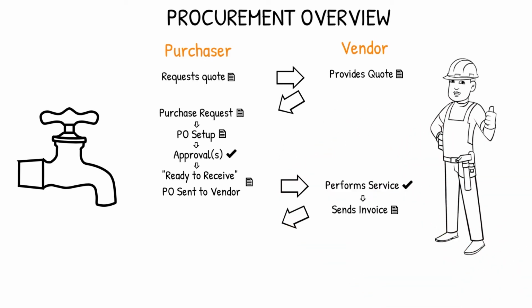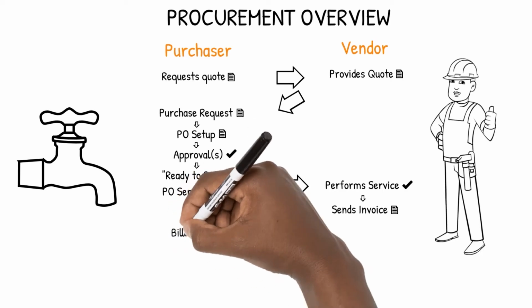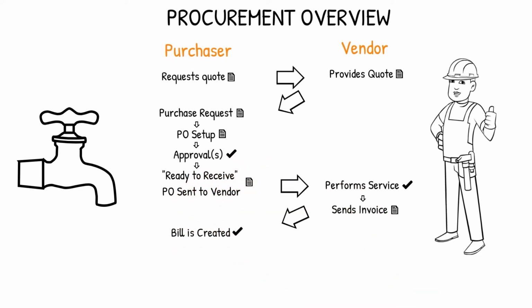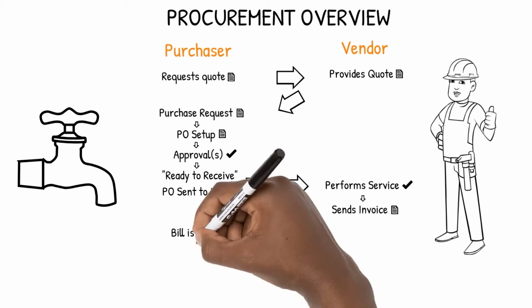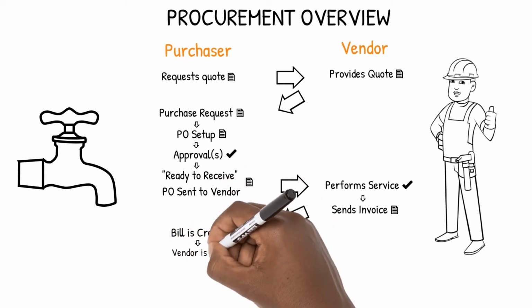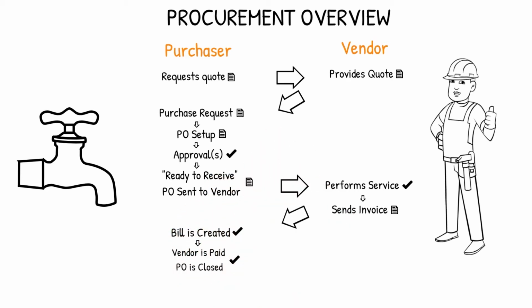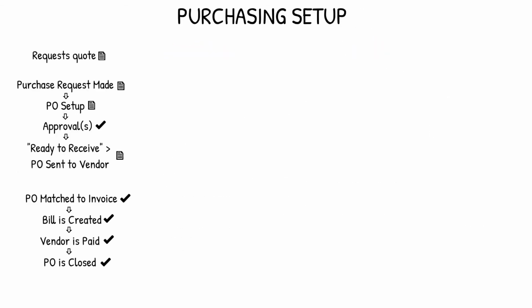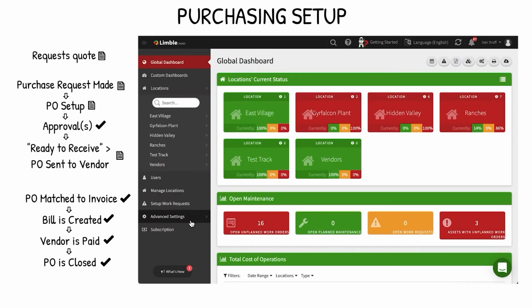When you get the invoice, it's common practice to create a bill for that invoice, also known as a receipt or purchase receipt. Bills help you keep track of who's been paid and who still needs to be paid. At this point, you pay the vendor, and once the vendor is paid, the PO is closed, and the purchase process has been completed. Now that you have an understanding of the procurement process, let's show you how to set up and use Limble's purchasing system.